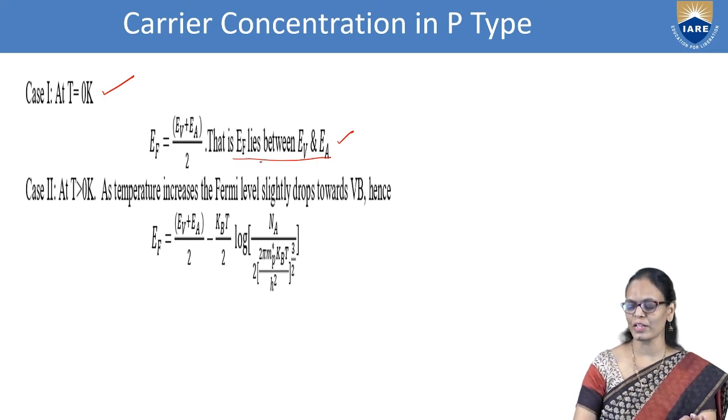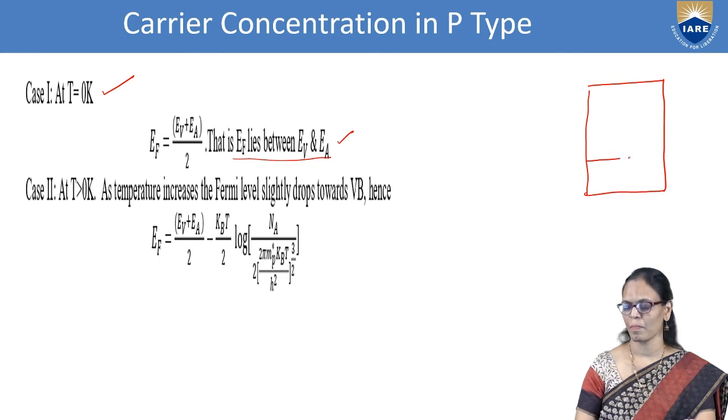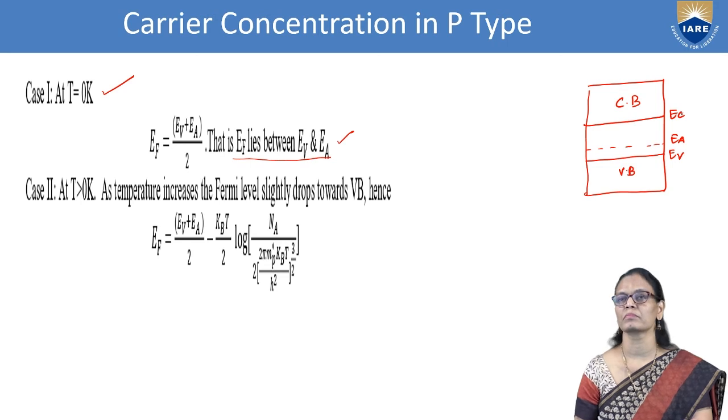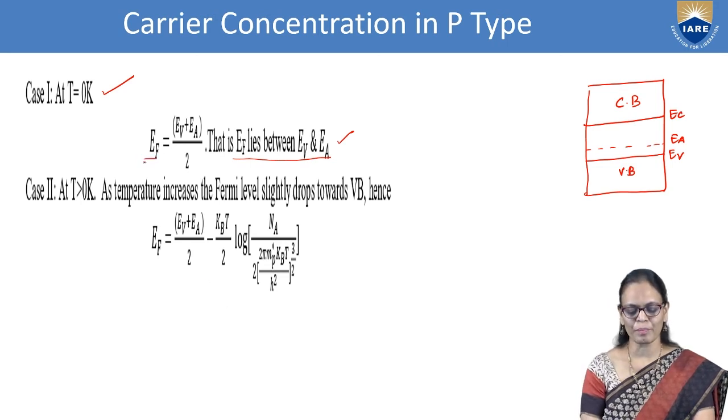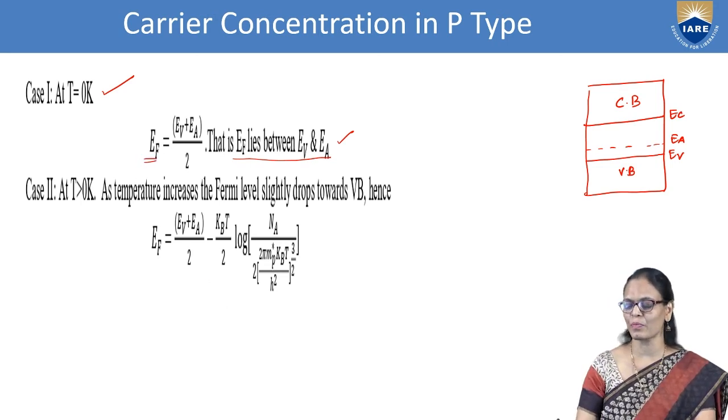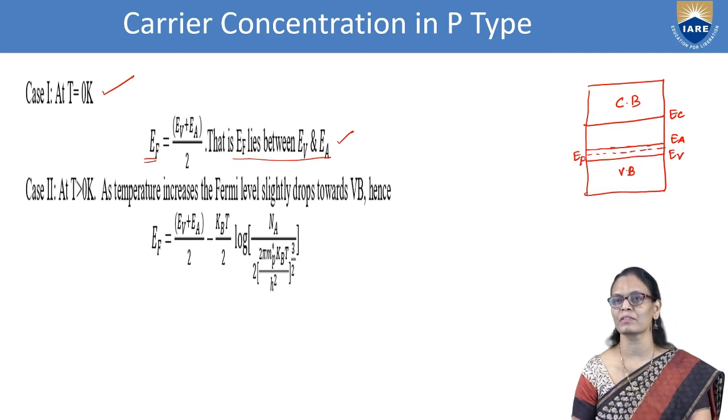So here, when we are talking about the Fermi level, this is the valence band, this is the conduction band, and now we have an acceptor level here, EA. This is the topmost EV, this is EC. Now, where is the Fermi level lying? It lies in between EV and EA. So, if I write this as EA, the Fermi level lies in between EV and EA. I can write the Fermi level here.